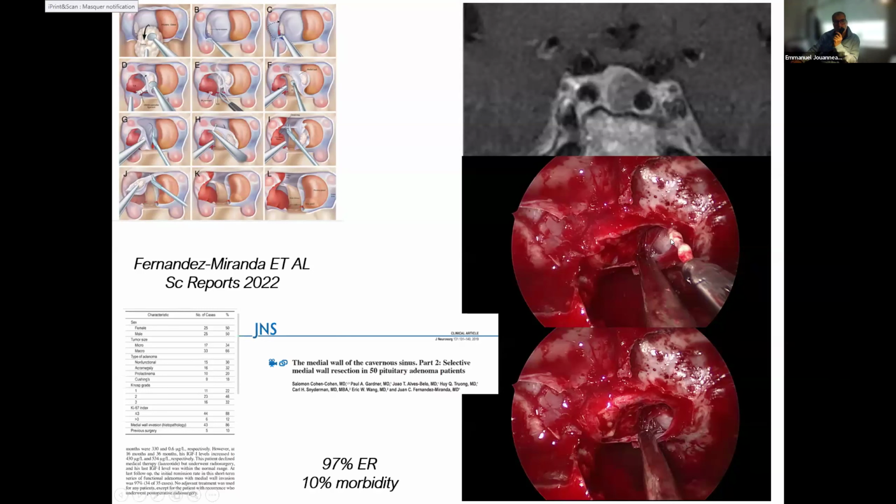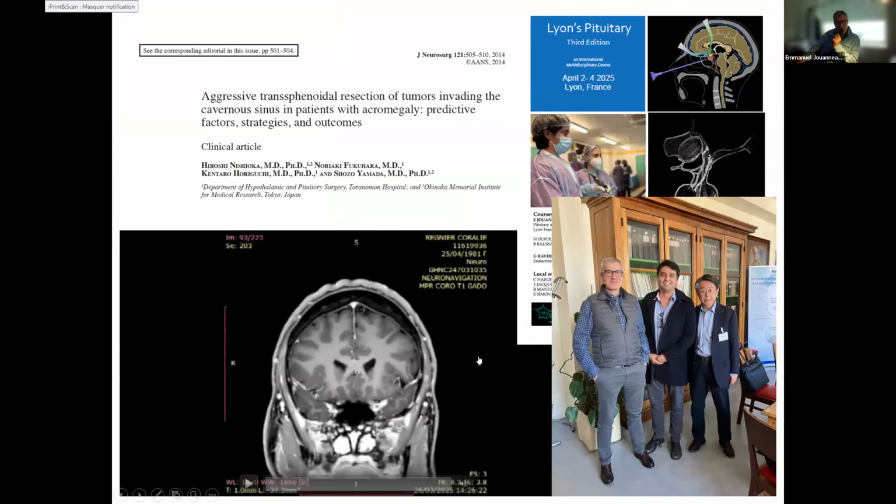I will show you another video. You remove the tumor, you have the medial wall of the cavernous sinus, and in many cases you will be able to remove the medial wall of the cavernous sinus. We have the carotid here.